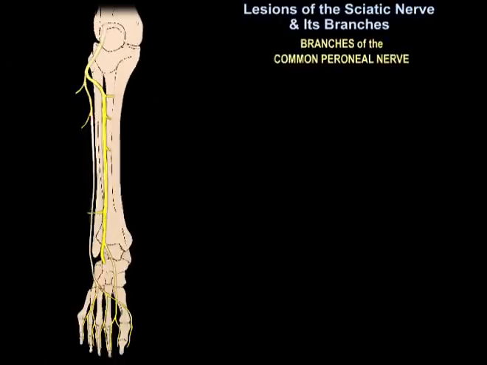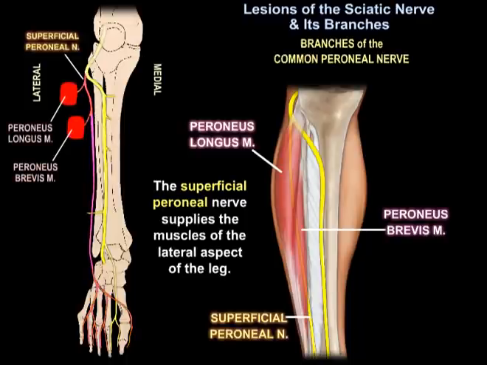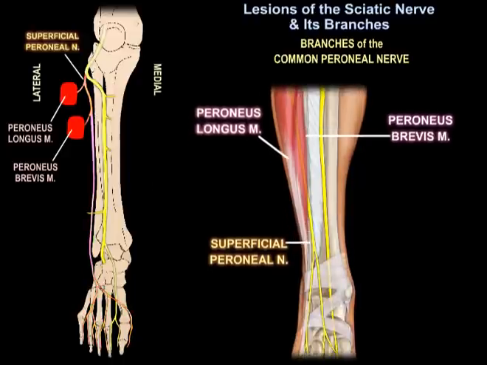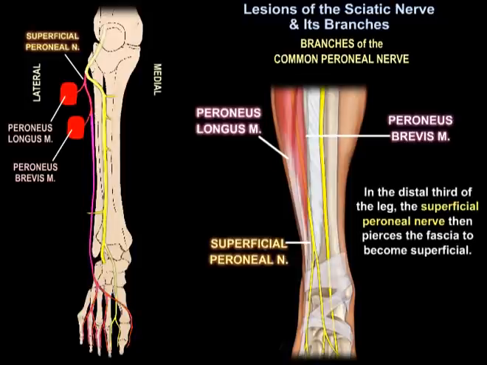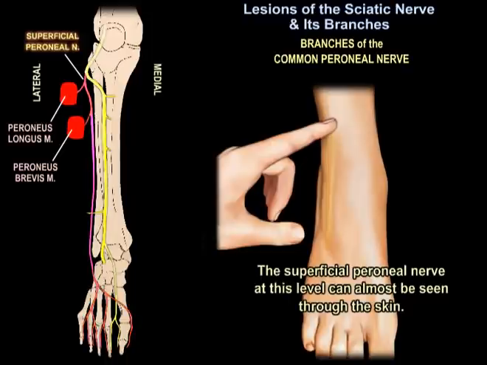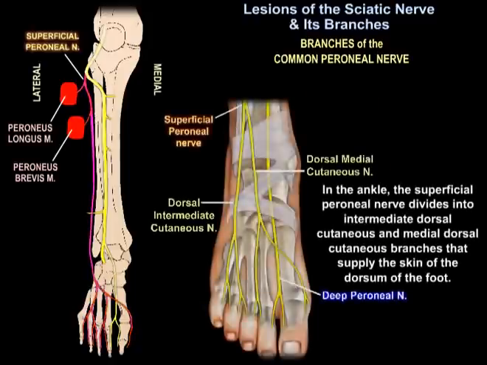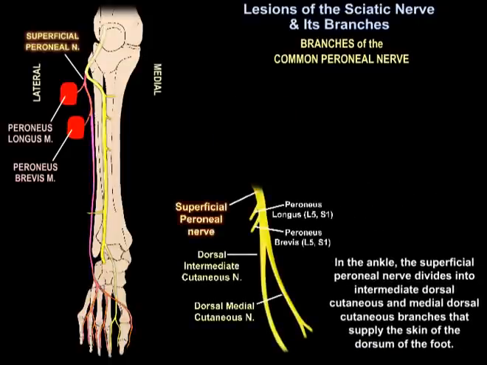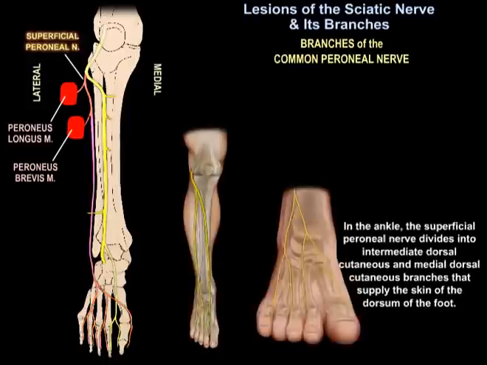The superficial peroneal nerve supplies the muscles of the lateral aspect of the leg, the peroneus longus and the peroneus brevis. In the distal third of the leg, the superficial peroneal nerve then pierces the fascia to become superficial. At this level, the superficial peroneal nerve can be seen through the skin. In the ankle, the superficial peroneal nerve divides into intermediate dorsal cutaneous and medial dorsal cutaneous branches that supply the skin of the dorsum of the foot.